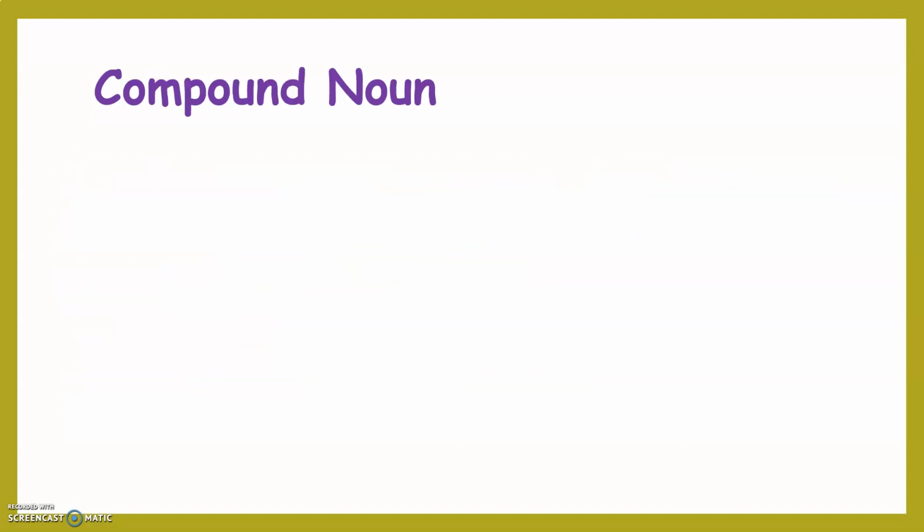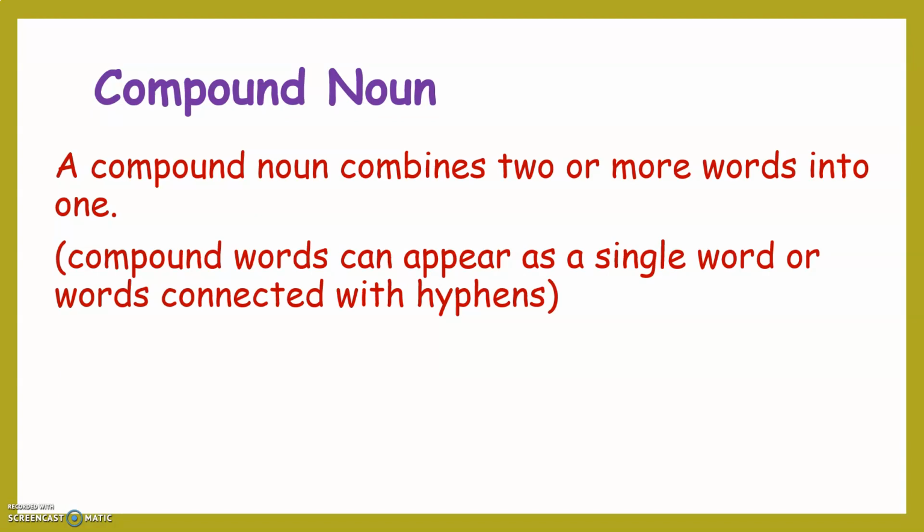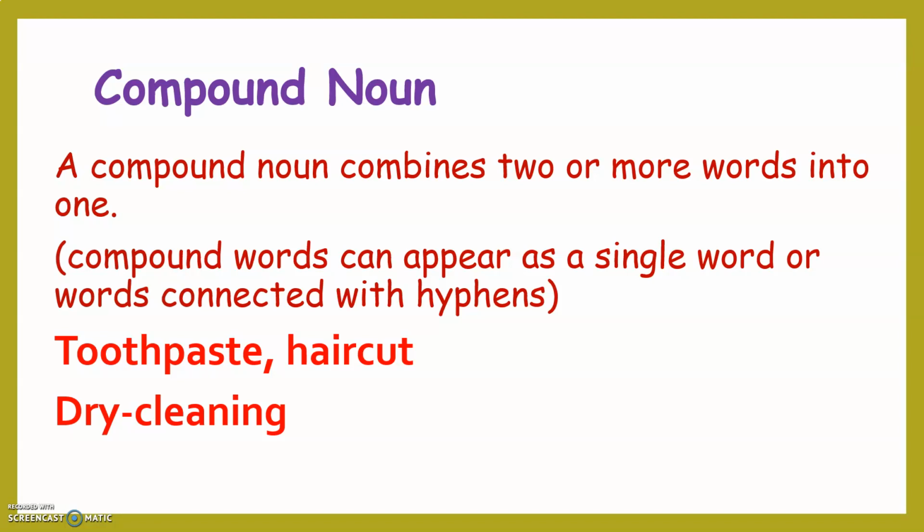Next is compound noun. A compound noun combines two or more words into one. Okay, दो words को मिला के compound noun बनता है. Compound noun words can appear as a single word. Okay, for example, toothpaste or haircut. Tooth and paste are one word. Okay, if we combine tooth and paste, that makes one word. Okay, और अगर hyphen से भी connected हैं words तो भी वो compound noun है. For example, dry cleaning, dry and cleaning, ये भी अलग अलग words हैं.